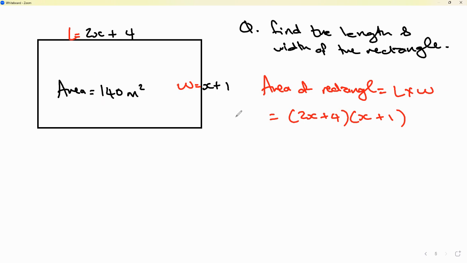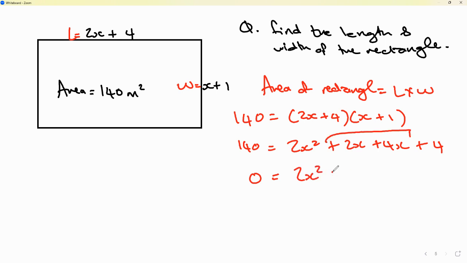But now remember, my area is 140. So 140 equals, and 2x times x gets me 2x squared. 2x times 1 is 2x. 4 times x is 4x. It's getting my two middle terms. 4 times 1 is 4. I end up making the left-hand side equal to 0, bringing the 140 over. 2x plus 4x groups together like terms, becoming 6x, plus 4 minus 140, subtracting the 140 on the other side, getting me 2x squared plus 6x. 4 minus 140 is negative 136.